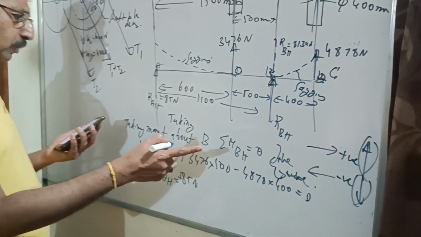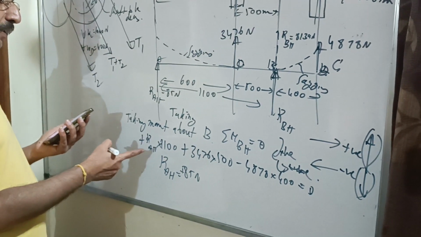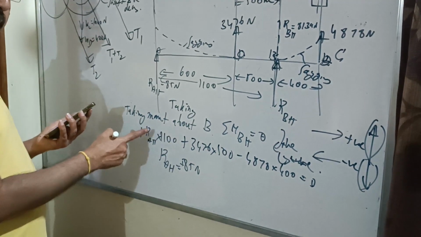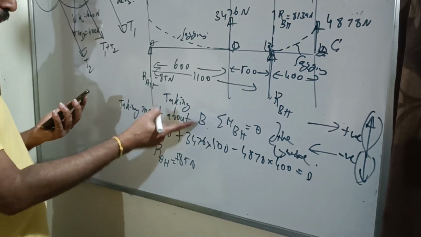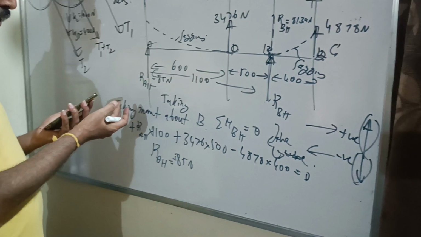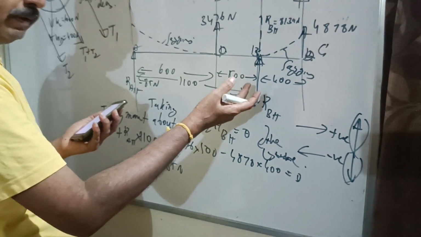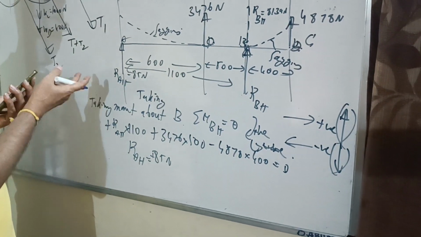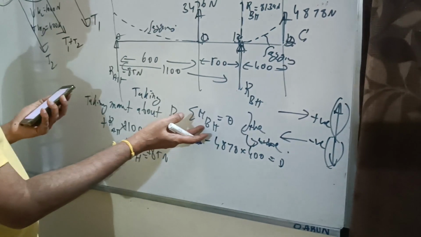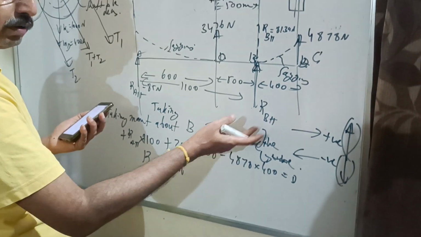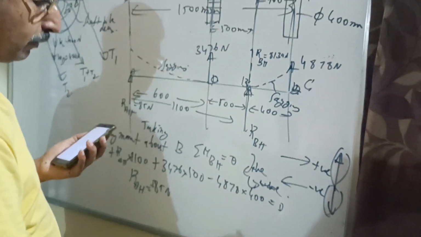Anyhow, I hope you understood how to find out reactions here at the support. You apply the condition of equilibrium, take moment about B. You can take moment about A also. There is no hard and fast rule. I have taken moment about B. So algebraic moment about B due to all the forces should be equal to 0. Clockwise moment positive, anti-clockwise moment negative.